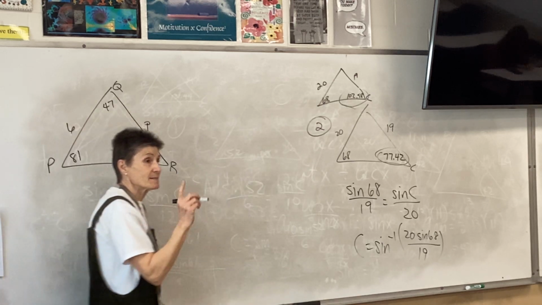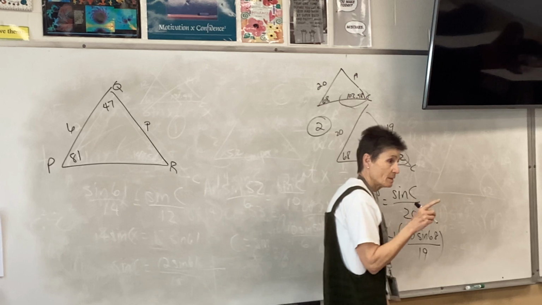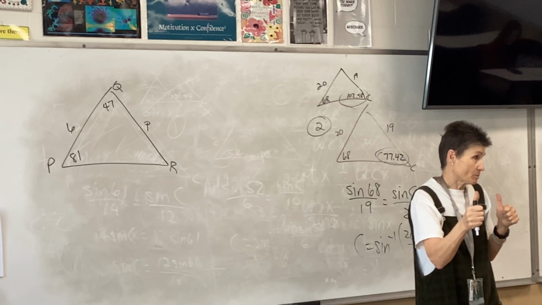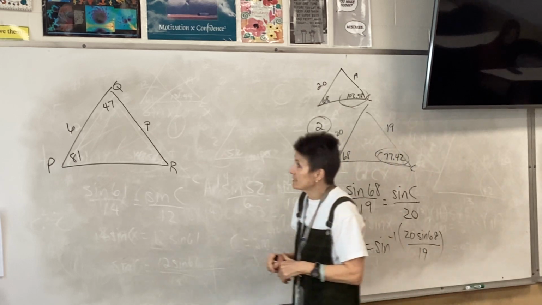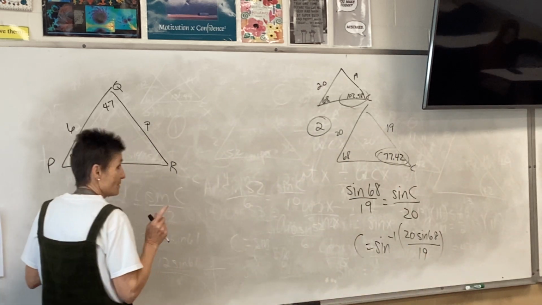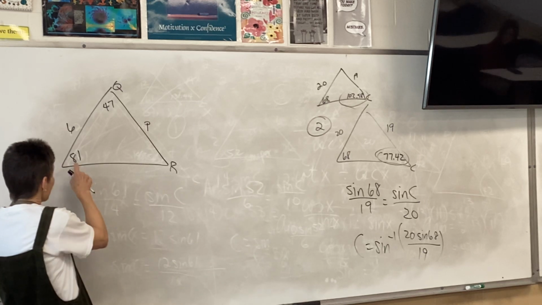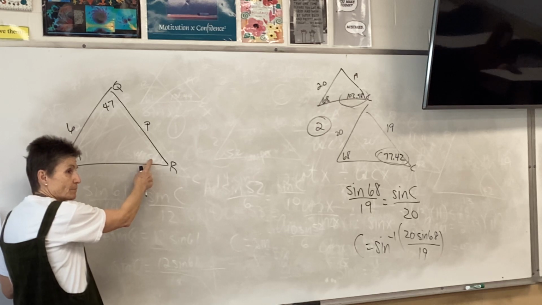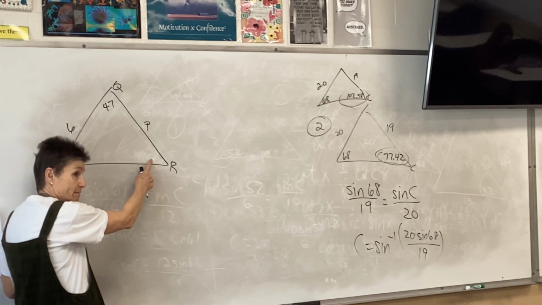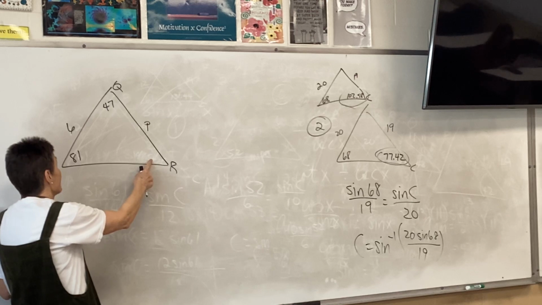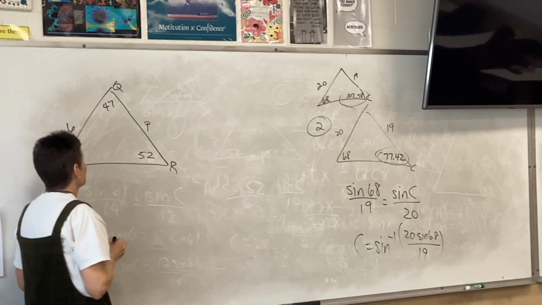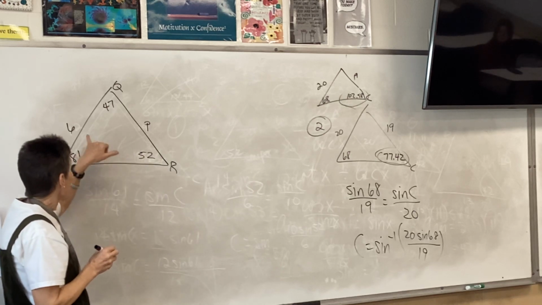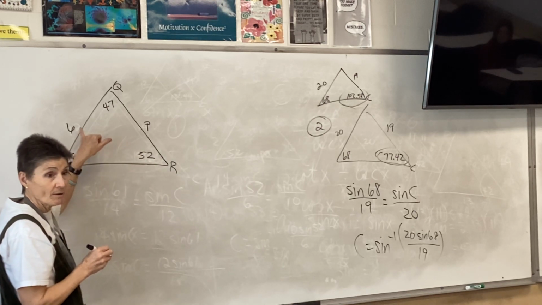Now, P is a side of the triangle. That means I'm either going to use the law of sines or the law of cosines, right? So I gotta look at it and see. Now be careful on this one, because if that's 81 and that's 47, don't I really know this angle? Even though I haven't written it down, don't I know it? What is it? 52. Is he right? Yes. And now I have a pair.